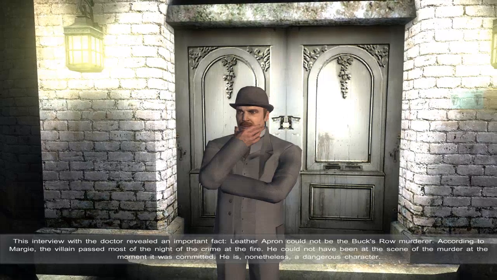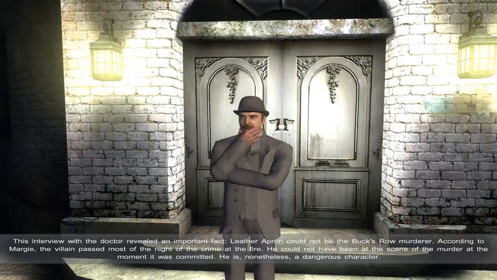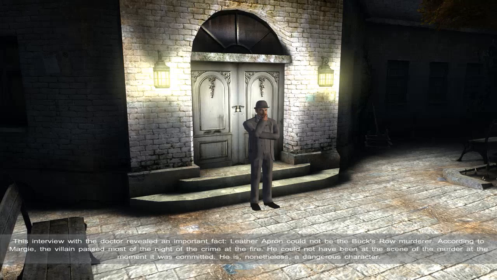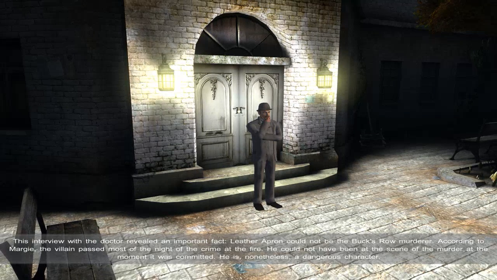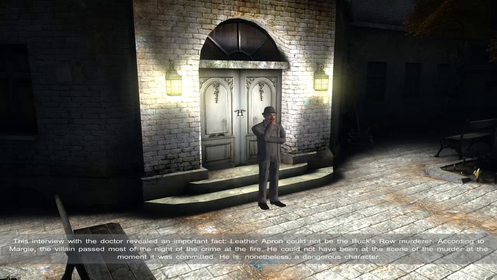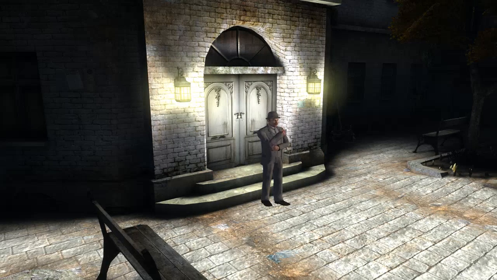This interview with the doctor revealed an important fact. Leather Apron could not be the Bucks Row murderer. According to Margie, the villain passed most of the night of the crime at the fire. He could not have been at the scene of the murder at the moment it was committed. He is, nonetheless, a dangerous character.